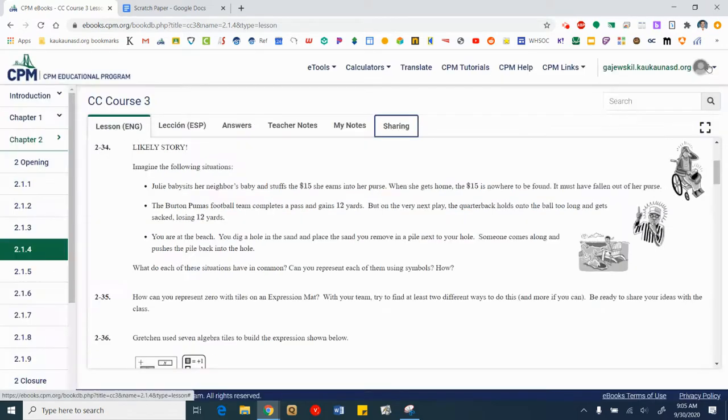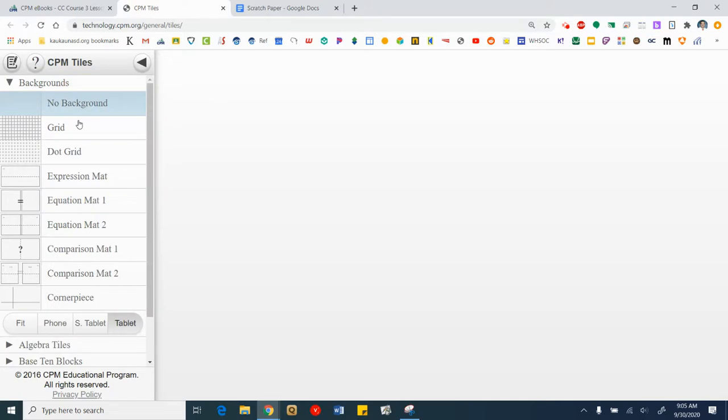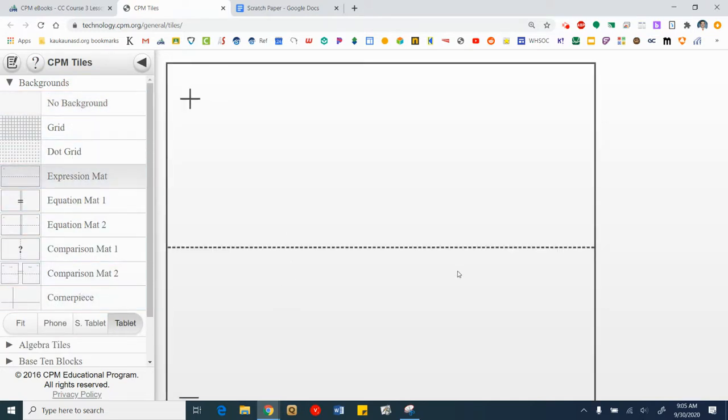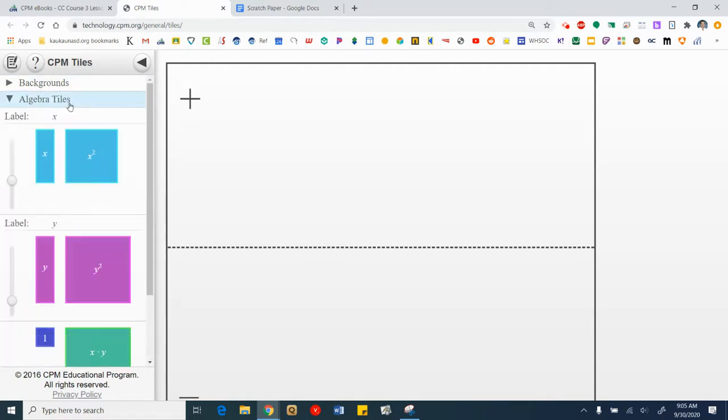So a quick refresher, I'm going to exit full screen, eTools, tiles, backgrounds, expression mat, plus minus, and I have my tiles here. So go ahead, think of a way that you can represent 0. All right, welcome back for everybody who paused the video. So let's go ahead and think of a way.